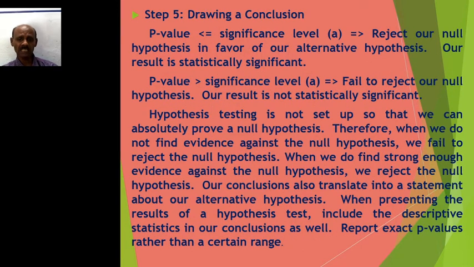Step 5, drawing a conclusion. If the p-value is less than or equal to the significance level alpha, reject our null hypothesis in favor of our alternative hypothesis. This is one condition: our result is statistically significant. If the p-value is greater than the significance level alpha, fail to reject our null hypothesis. This is another condition: our result is not statistically significant.